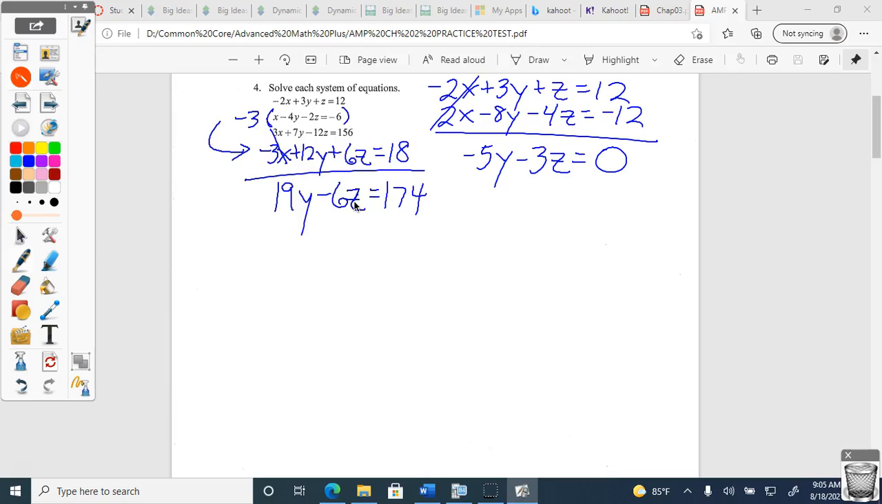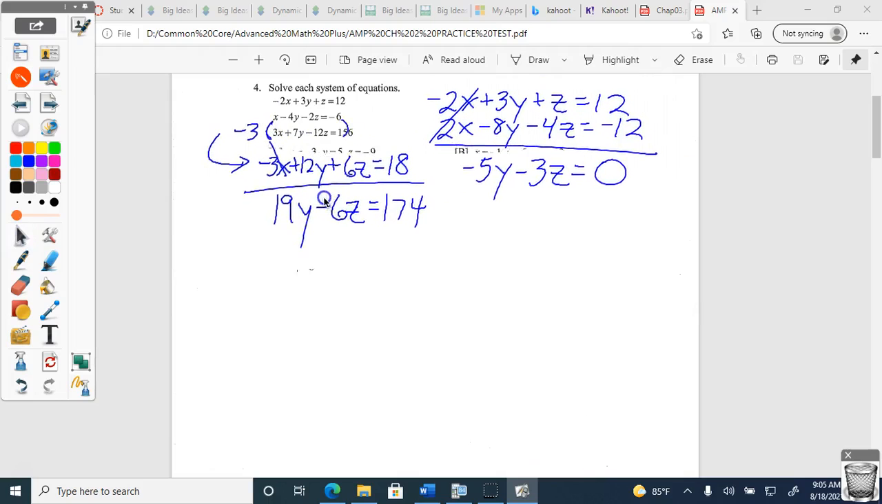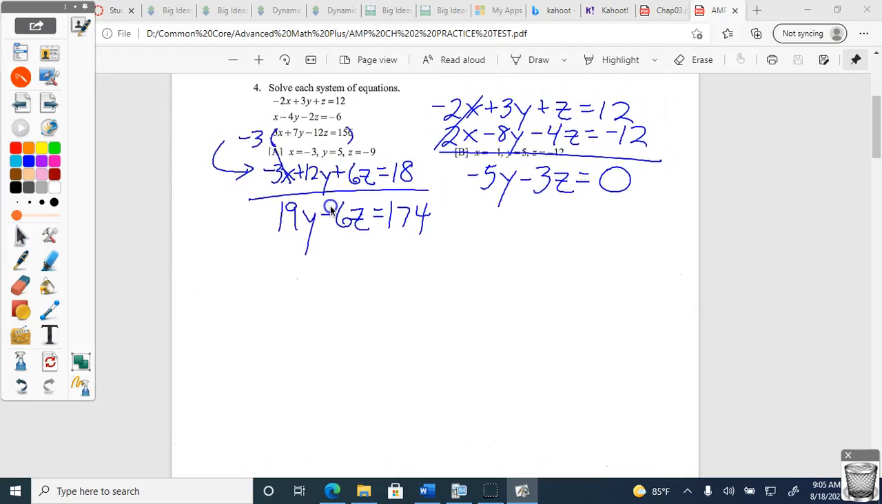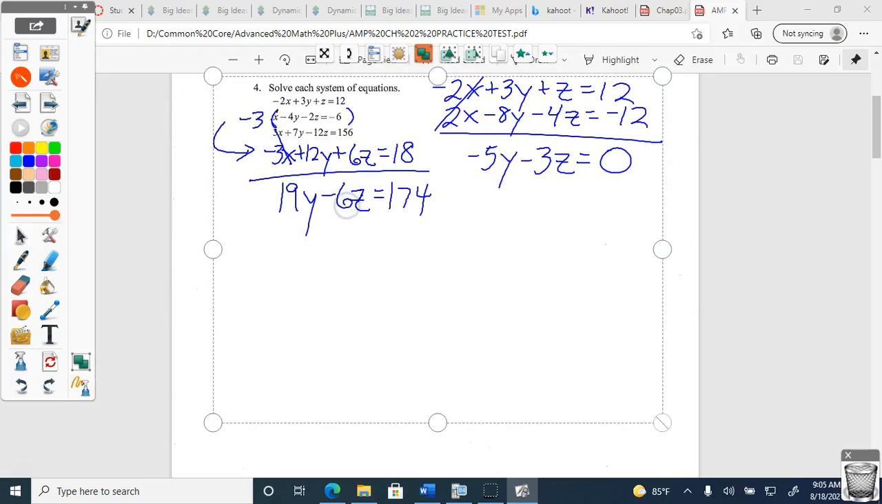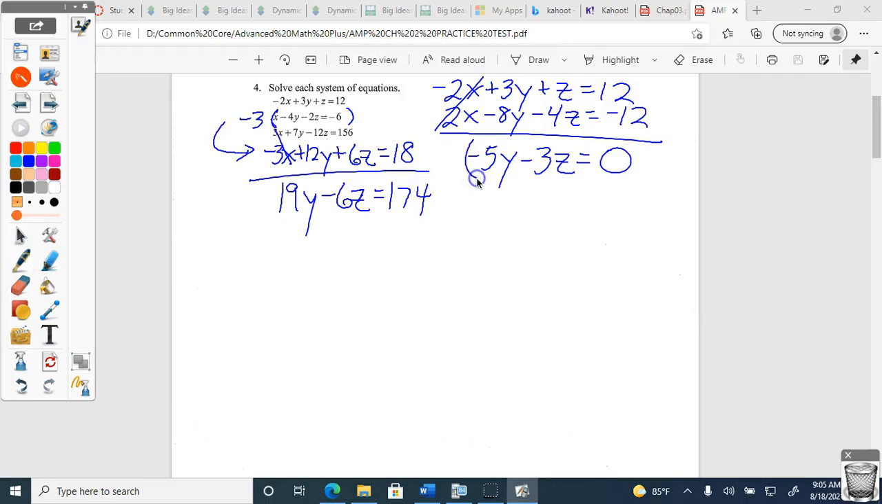Which variable is the easiest to get rid of? The z. So this one's -6z. So I need a what z over here? A +6z. So I'm going to multiply everything over here by -2 and move it below here. So this would be 10y plus 6z equals 0.